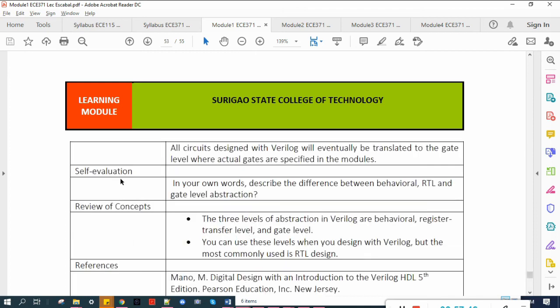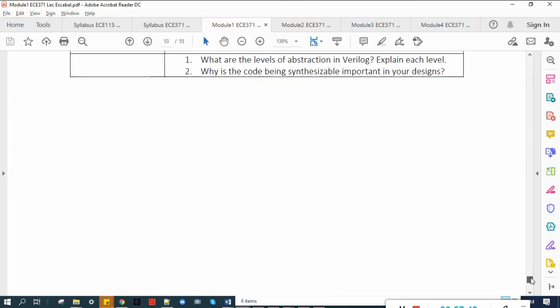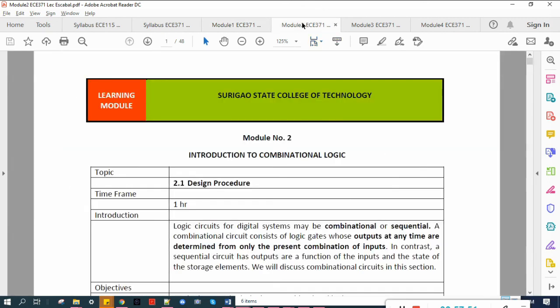That ends our discussion for module 1. Our next topic is module 2, which is about combinational logic.